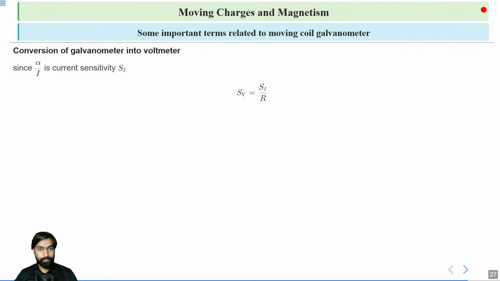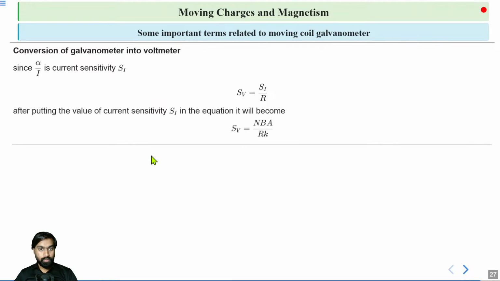Now since alpha upon I is the current sensitivity, we can say Sv equals Si upon R. So this is the relation between Sv and Si. After putting the value of current sensitivity Si, we can say Sv equals NBA divided by RK. So this is the Sv.